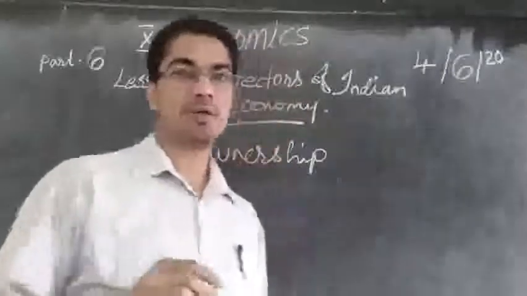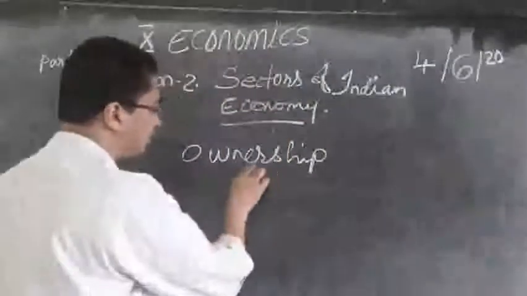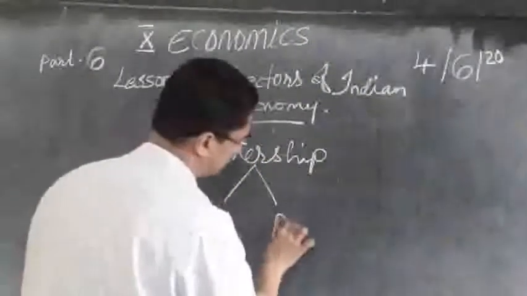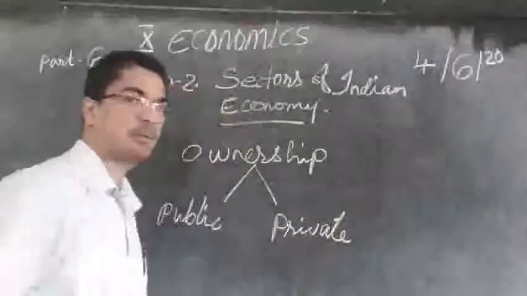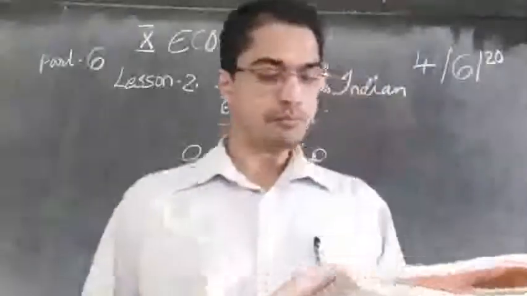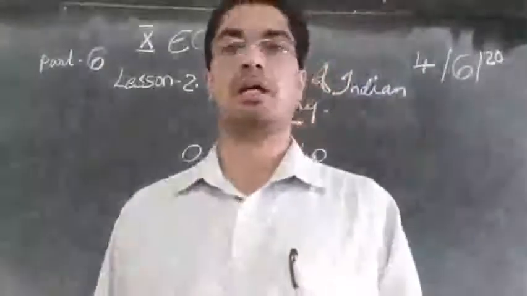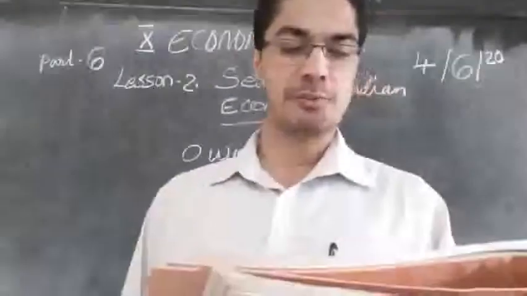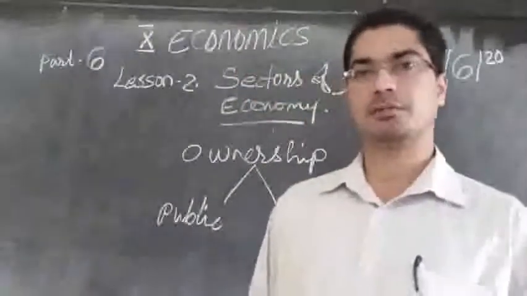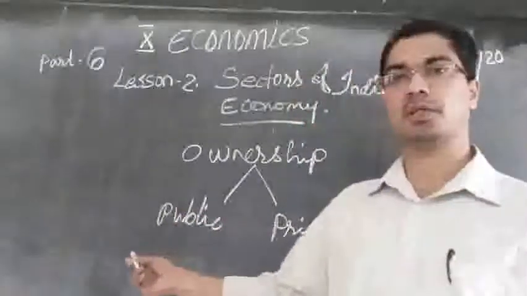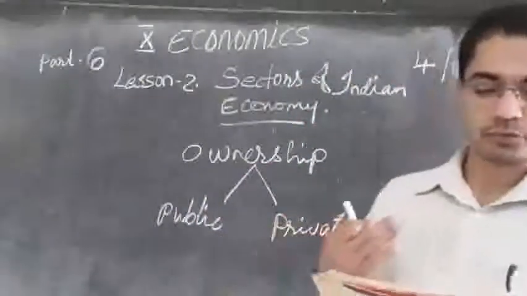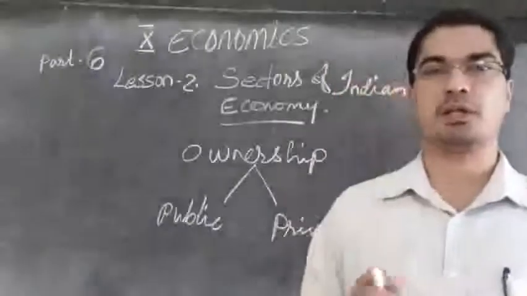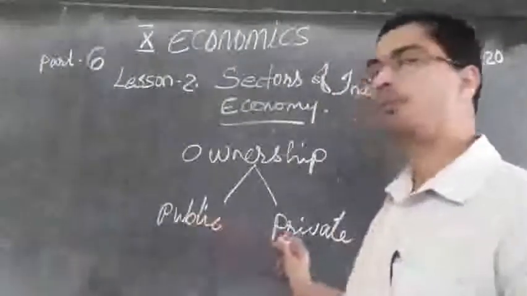So based on the ownership we can divide them into public and private. Another way of classifying economic activities into sectors could be on the basis of who owns assets and is responsible for the delivery of services. So we can say whose responsibility it is to produce the things and deliver the things. Based on that we can call them public and private.